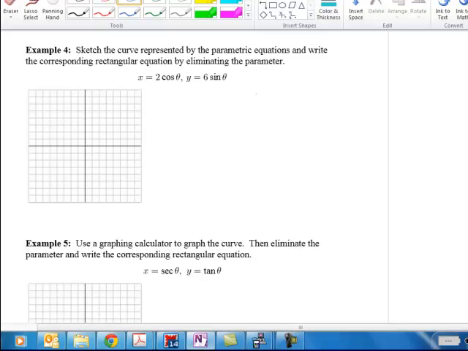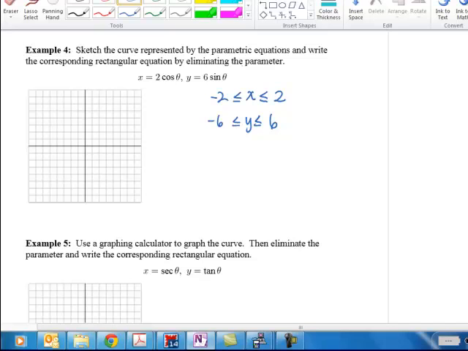Let's just think about what x and y ranges would be. So x is 2 cos theta. That's going to be stuck between -2 and 2, right? There's no way it's going to be larger than that because 2 is the amplitude of the cosine function. And similarly, y is going to be trapped between -6 and 6, right? Because the amplitude for 6 sine theta is 6. So we'll get as high and low as 6 and -6.